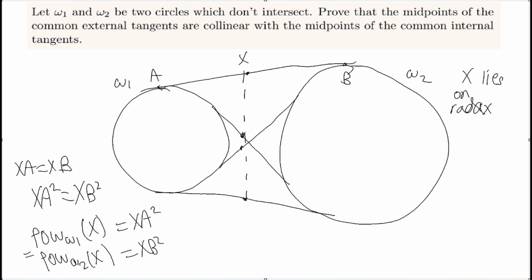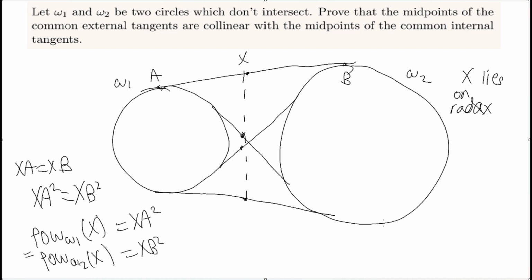But wait, if we repeat this logic for all of the other midpoints, we see that all of these midpoints also lie on the radical axis, which means that all of these midpoints are collinear on the radical axis of these two circles. And this finishes the problem. So the point is that you should always look out for the radical axis whenever you can.